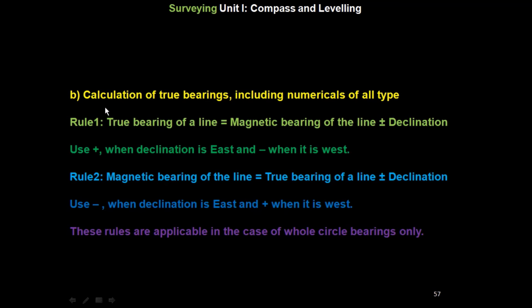Now we will see the calculation of true bearings including numericals of all type. Rule number 1, true bearing of a line is equal to magnetic bearing of a line plus minus declination. Use positive sign when the declination is east and negative sign when it is west. Rule number 2, magnetic bearing of the line is equal to true bearing of a line plus minus declination. Use negative sign when the declination is east and use positive when it is west. These rules are applicable in the case of whole circle bearings only.